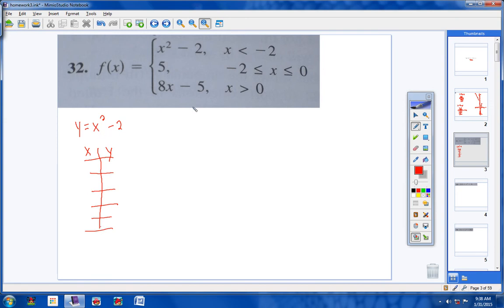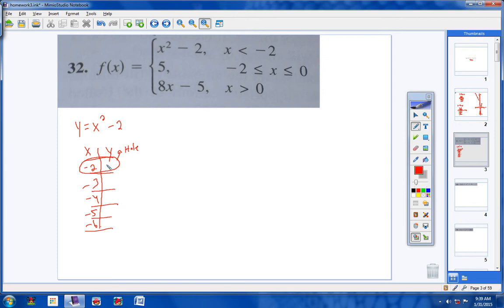X is less than negative 2. I'm going to put a negative 2 here, even though there's no equal sign here. But I'm going to go ahead and circle it to remind me there's a hole in this part of the graph. Okay. Now, less than negative 2, so negative 3, negative 4, negative 5, negative 6. We probably won't need all of those, but we're going to put them in real quick.